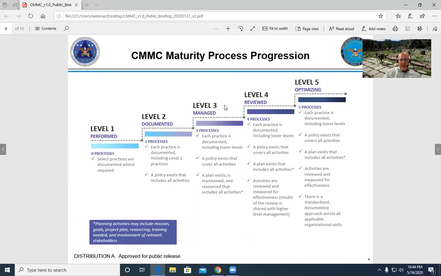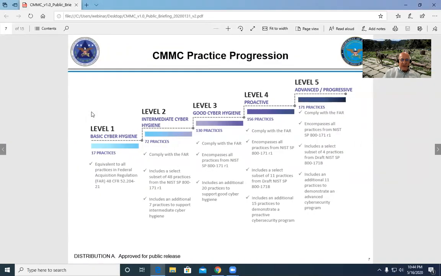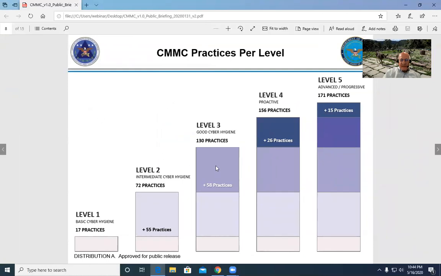So level 3 says that you have access to controlled unclassified information, or CUI. Everybody who has access to any CUI must be certified at least at level 3. Level 3 basically includes the 110 items that are in 800.171, plus a few more for good measure, plus 3 processes that you didn't have in 800.171.